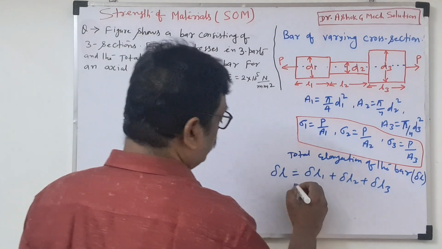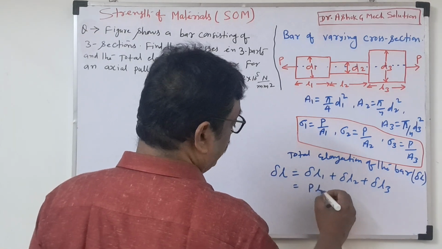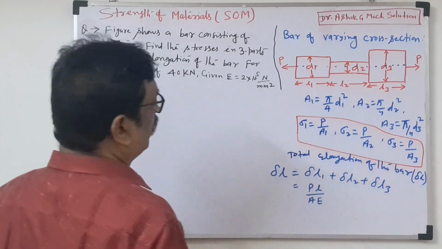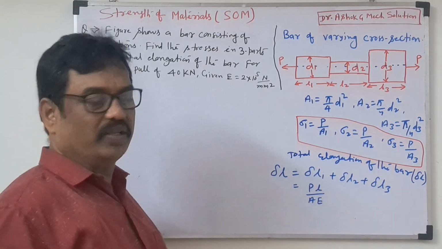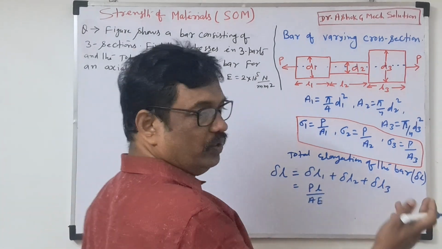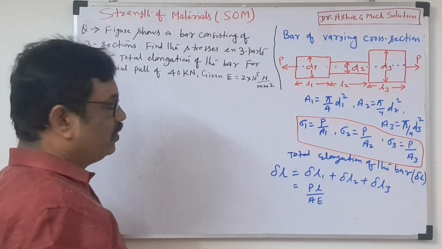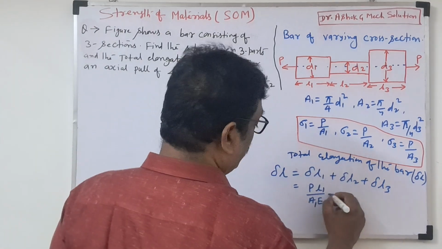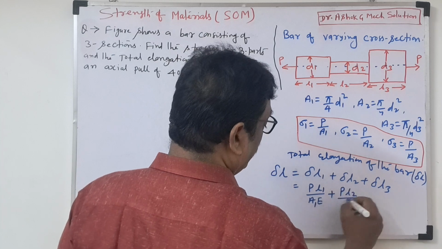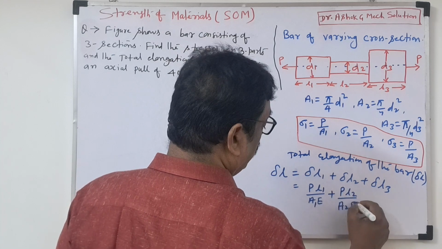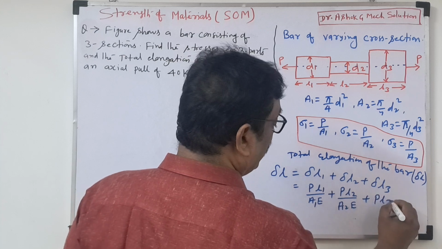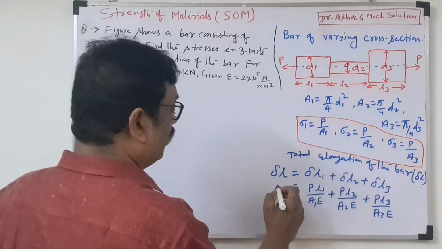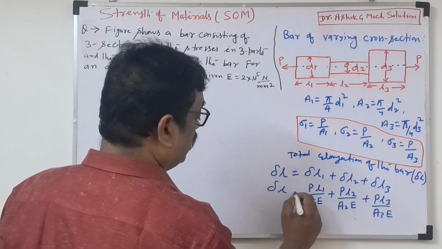Now we already know the elongation formula. What is it? PL by AE. P is the internal force, L is the length, A is the area, E is the Young modulus. Young modulus they will generally give the same. If they give different values, we let them be E1, E2, E3. But generally it is the same material, so the Young modulus will be the same. Here P will be the same, but L1, A1 will be different. Plus P L2 by A2 E, plus P L3 by A3 E. This is the total elongation of this bar.